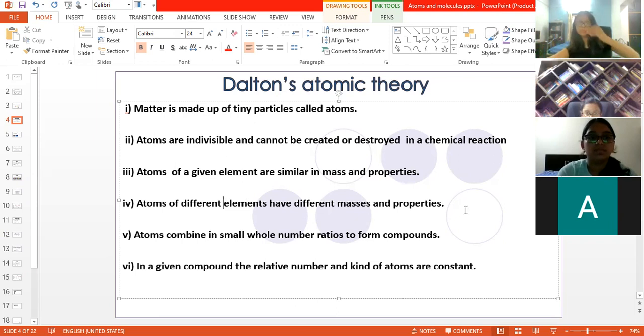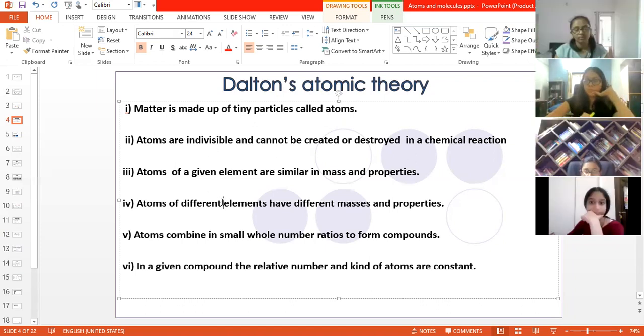Go ahead. Atoms of different elements have different masses and properties. Obviously, because hydrogen is a small fellow, oxygen is a heavier fellow, chlorine is even heavier. So they all are different. They may be the small unit, but they are all different from each other. Go ahead.